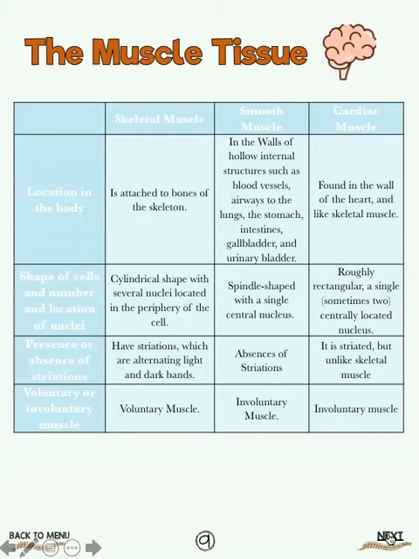The muscle tissue. There are 3 types of this: the skeletal muscle, the smooth muscle, and the cardiac muscle. This is the location in the body of each. The skeletal muscle is attached to the bones of the skeleton. The smooth muscle is in the blood vessels and the stomach, and the cardiac muscle is found in the wall of the heart.